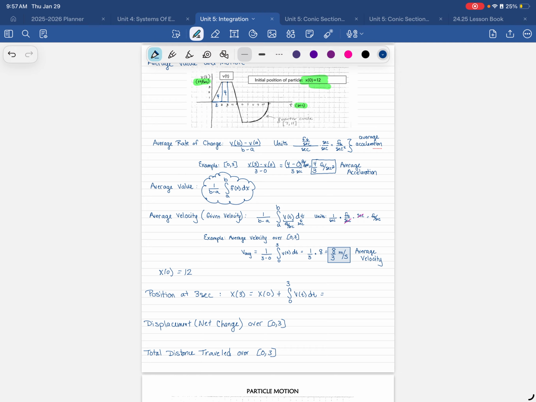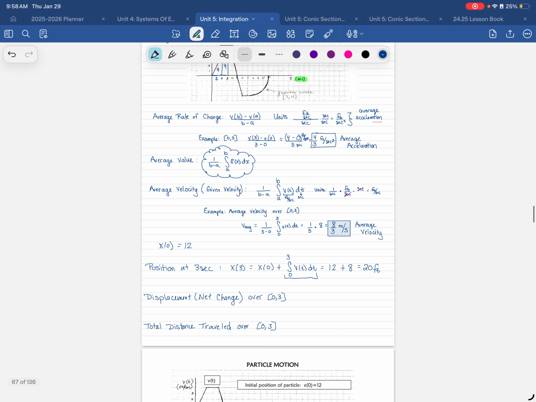And so for this one, we'll have 12 plus, and we found that this integral from 0 to 3 of v of t dt was 8. So 12 plus 8, so we'll know that it's at the position 20 feet at 3 seconds. When we're talking about net change or displacement, that's just this piece right here. So the displacement over 3 seconds is going to be equal to the integral from 0 to 3 of v of t dt, which is just equal to 8 feet.